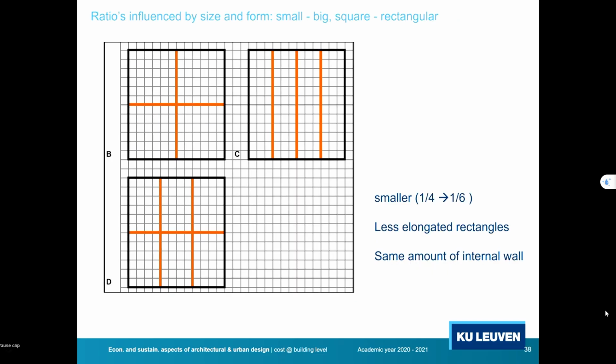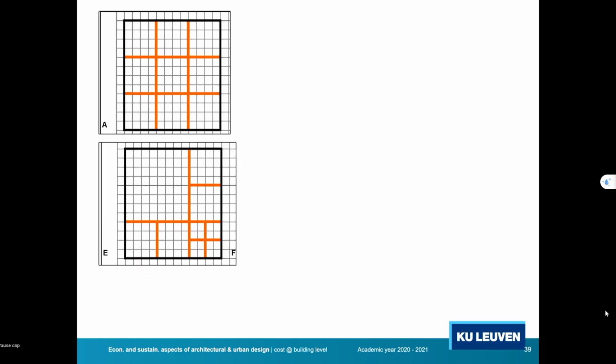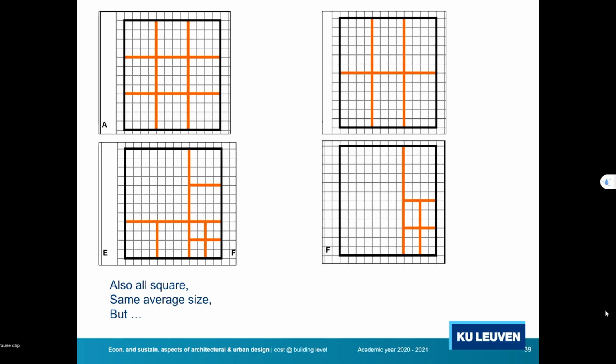And so we can go on. We can make combinations of smaller and larger rooms, and more rectangular or square rooms, and then we see that we get different amounts of ratios, but I will not go into much detail here.